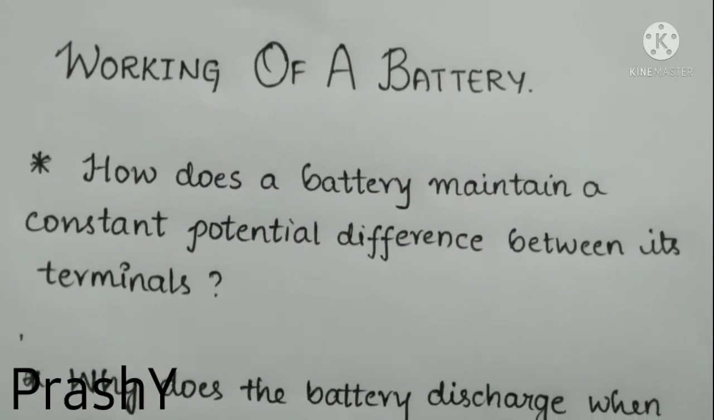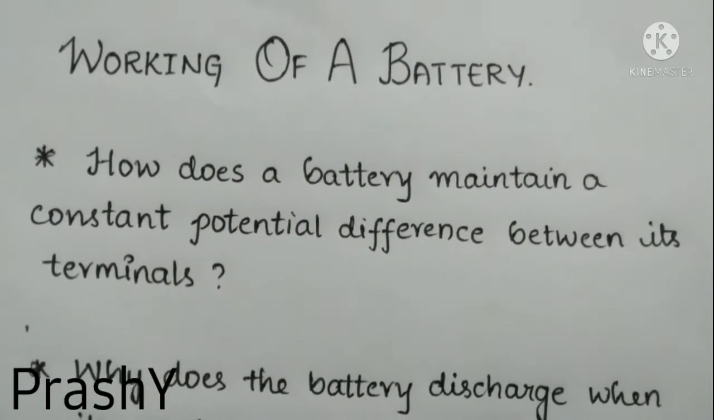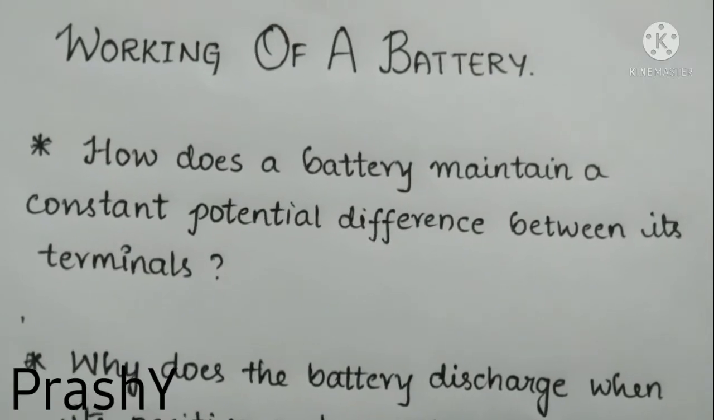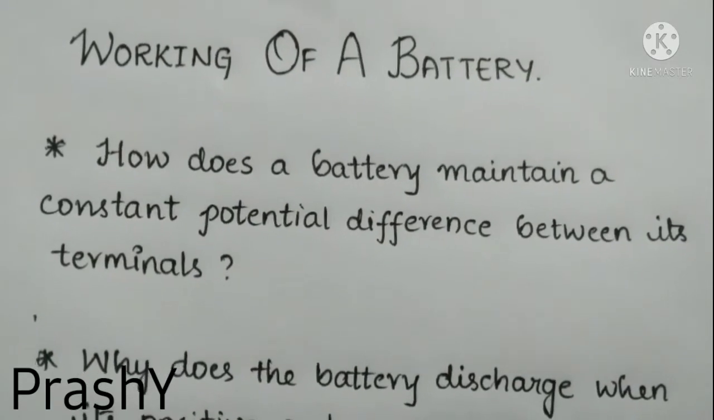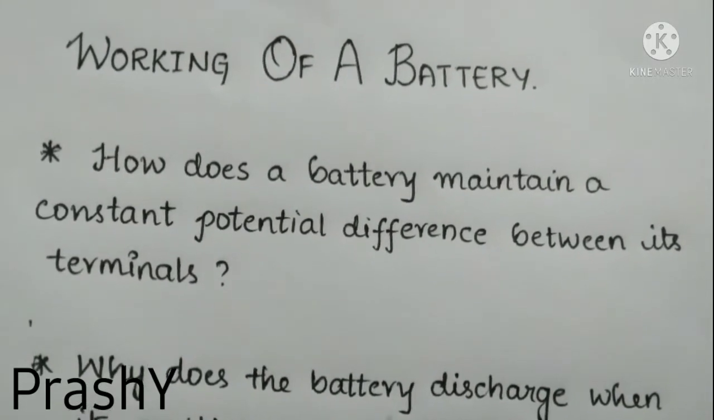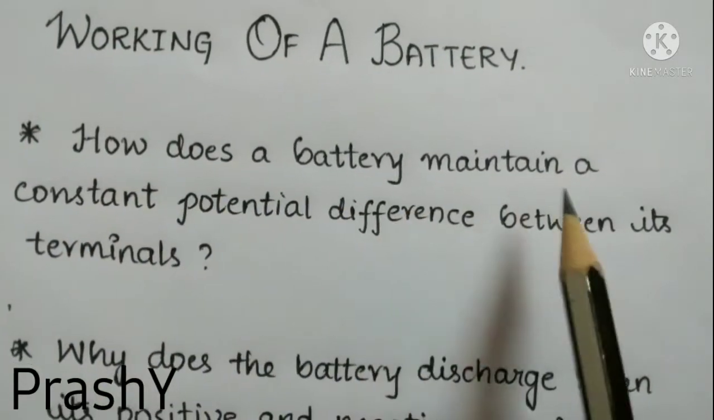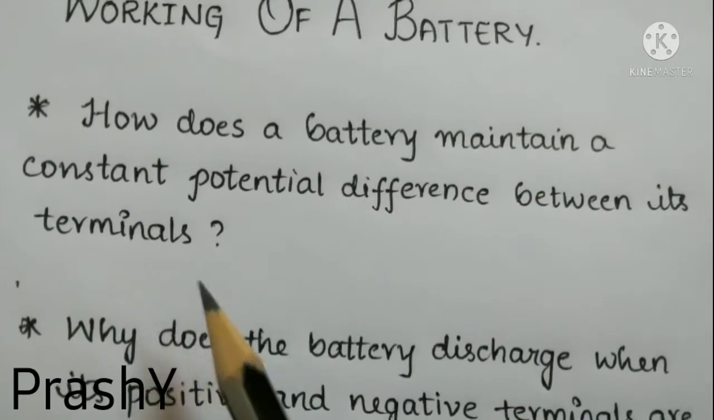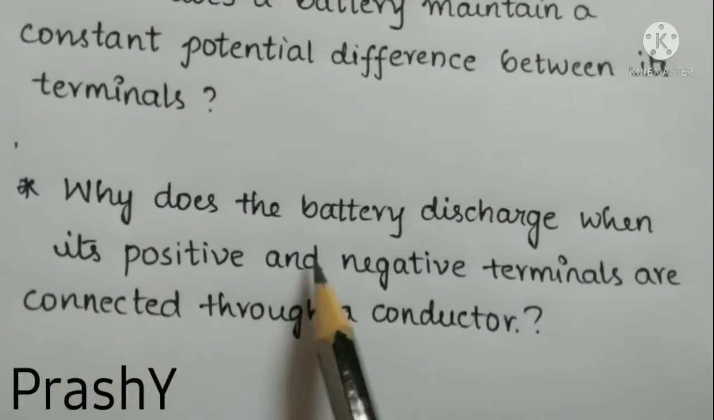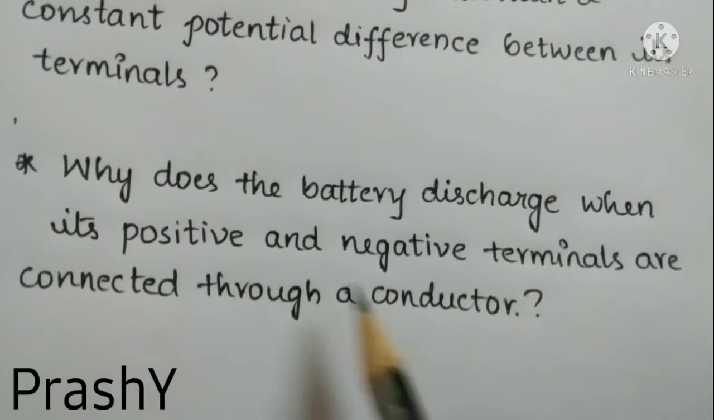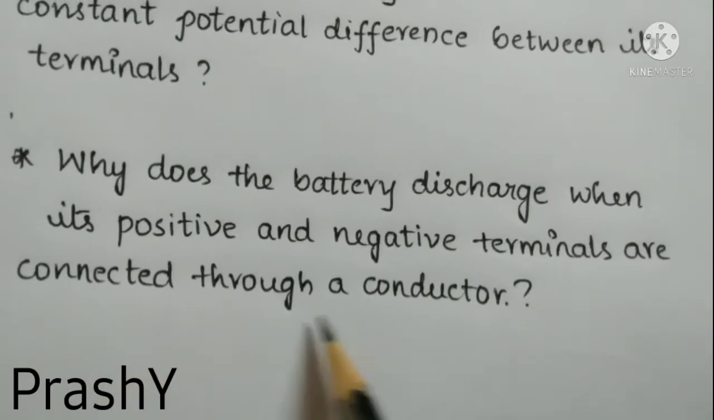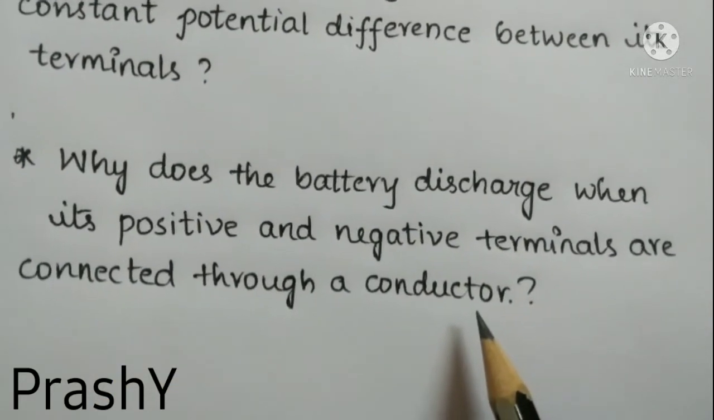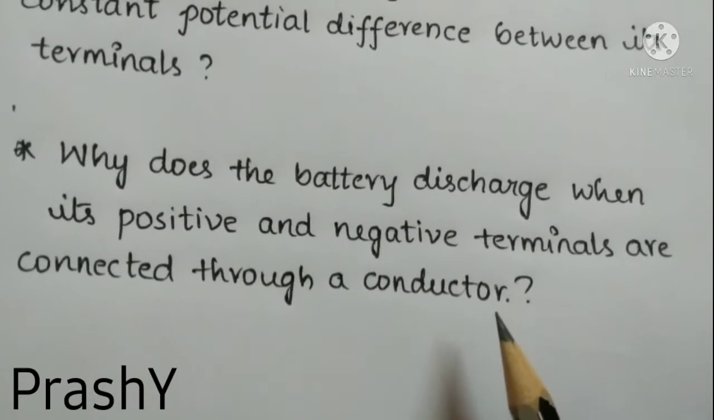Learning is fun. In this module, I am going to help you out in answering two questions from physics under the topic electric current. Let's see the questions. How does a battery maintain a constant potential difference between its terminals? Why does a battery discharge when its positive and negative terminals are connected through a conductor? So let's try to answer these questions.